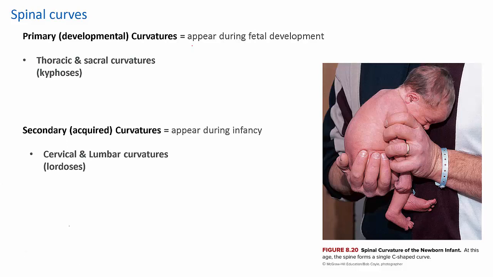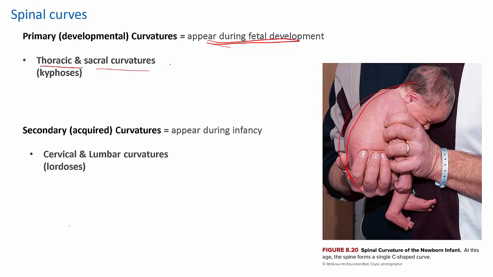The primary curvatures are going to be those that appear during fetal development. And you can kind of see, hopefully you can appreciate this, just a C-shape like this. There are primary curvatures here, but no secondary curvatures. These are where the kyphoses form. So you can imagine when you're in that fetal position, you're developing all of this, you're going to have this thoracic kyphosis forming, and you'll also have that sacral kyphosis forming.